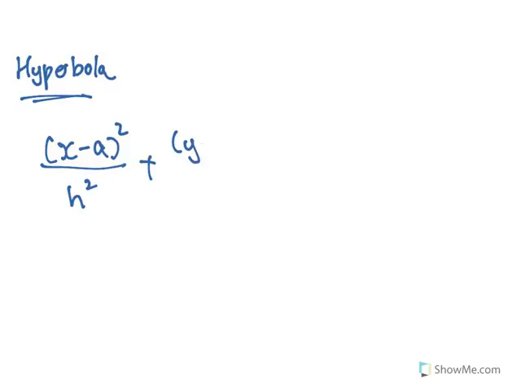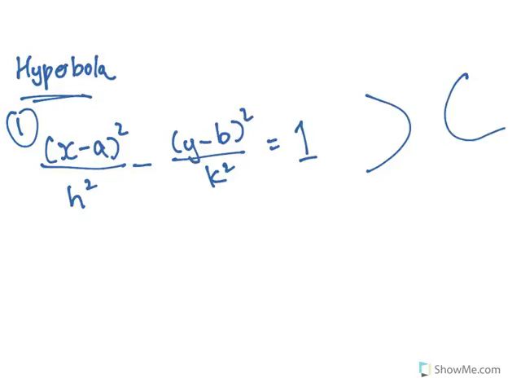Okay, next one, hyperbola. It's almost exactly the same as the ellipse, but it's like that. So it's x minus a squared over h squared minus y minus b squared over k squared equals to 1. There are two versions. If x comes first, it will look this way. If y comes first, then it will look this way. So x comes first, right?